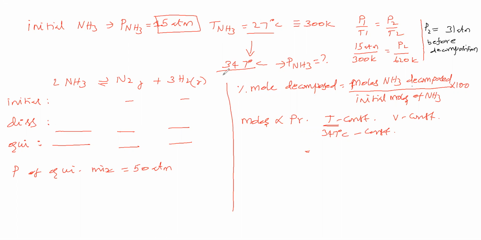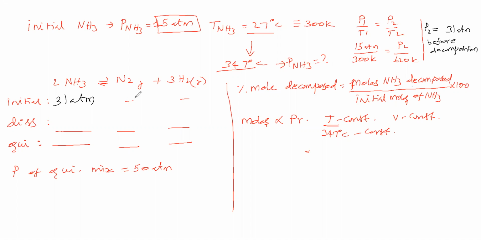What is the pressure of ammonia at 347 degrees Celsius? By keeping which and all constant? Number of moles of ammonia is constant, volume is constant. Then only we can take this formula. Okay. So before decomposition of ammonia I have taken. That means this 31 atmosphere is the initial pressure of ammonia at 347 degrees Celsius. At this pressure, ammonia has not decomposed anything.